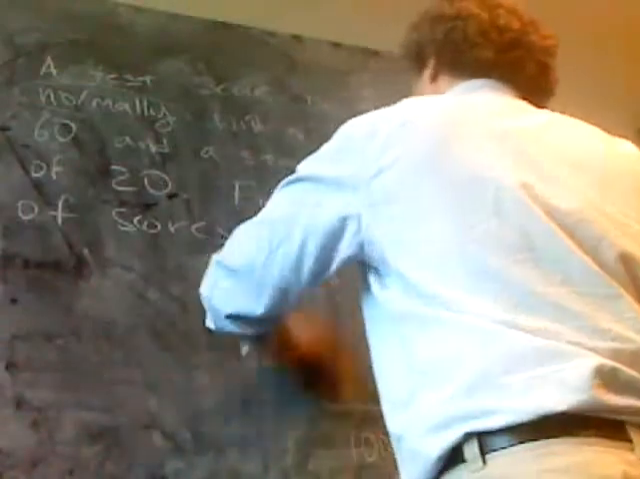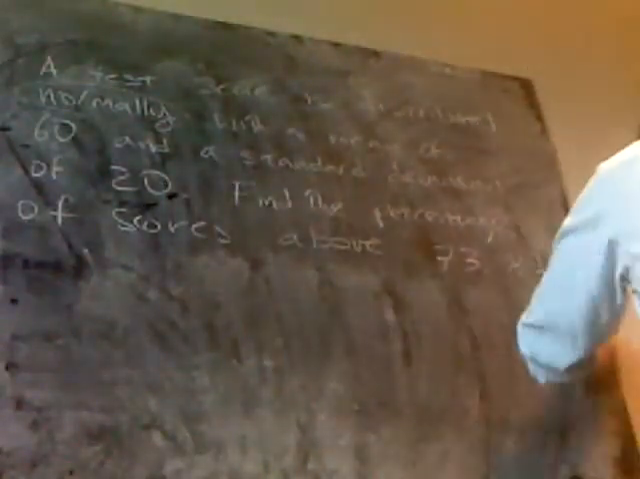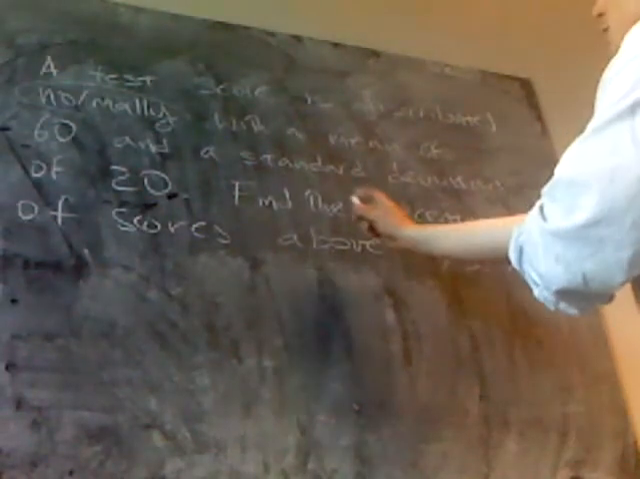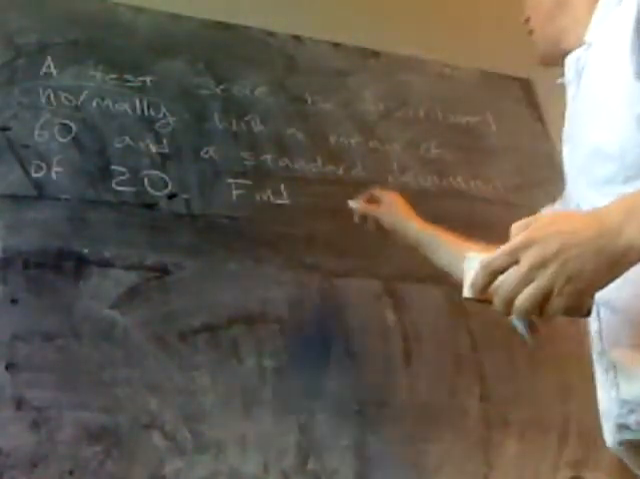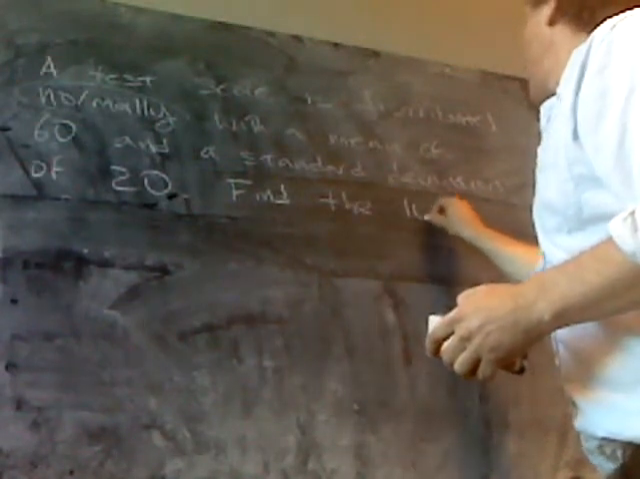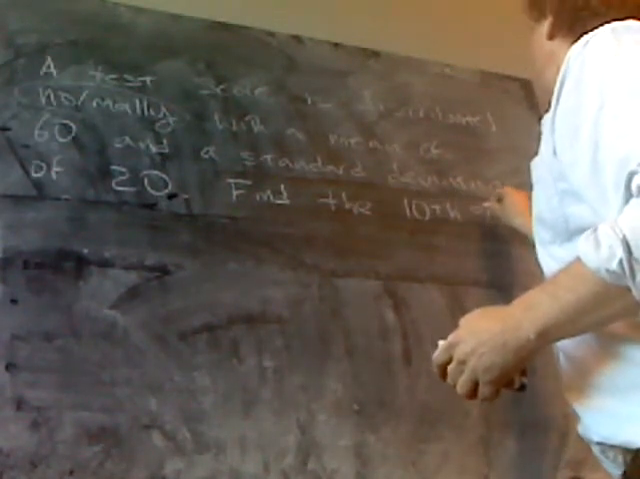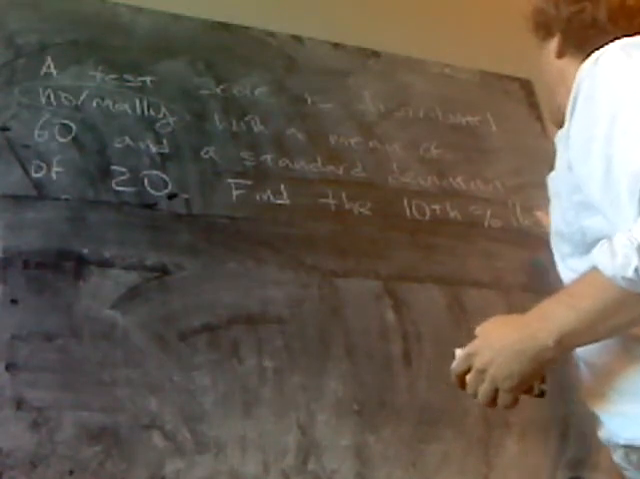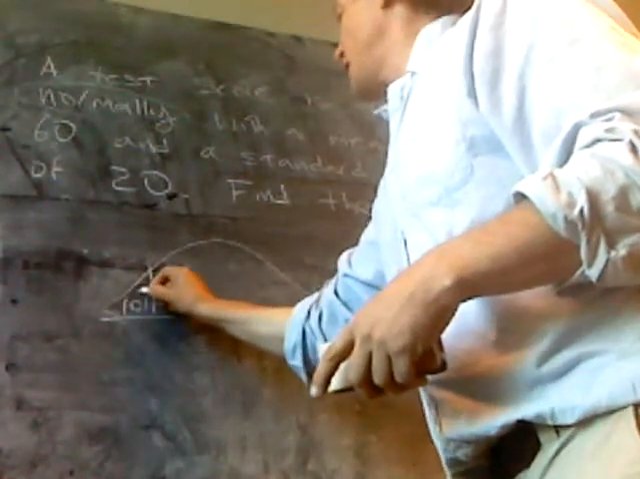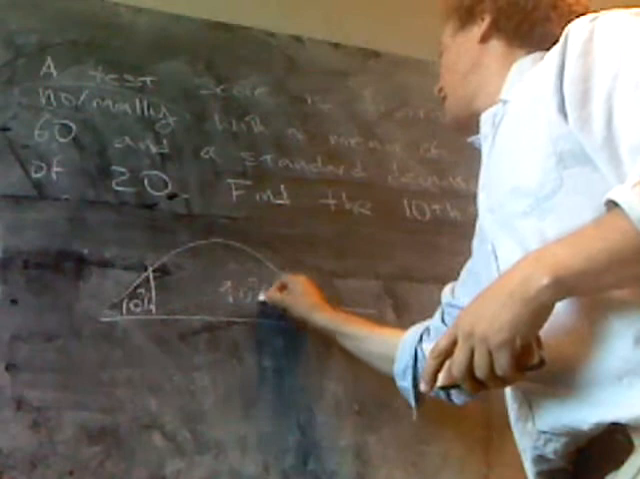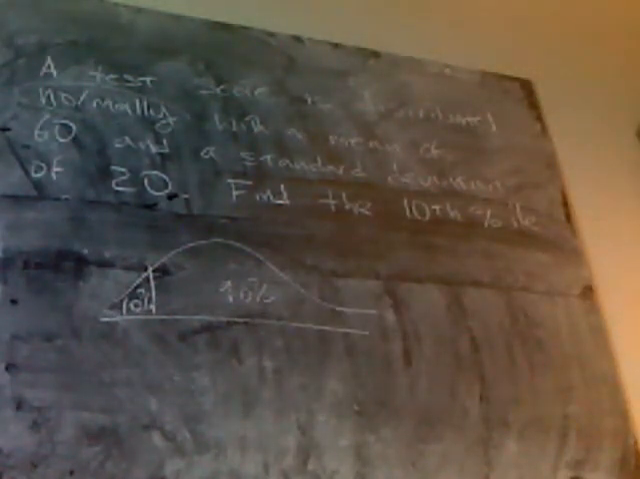So here's a similar problem. Everything else we'll leave the setup the same, but we'll ask ourselves to find, let's say, the 10th percentile. The 10th percentile is the point on the curve where basically 10% of the data lies below it and 90% of the data lies above it. That's what the 10th percentile means.